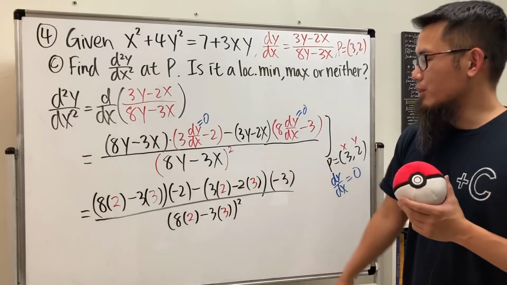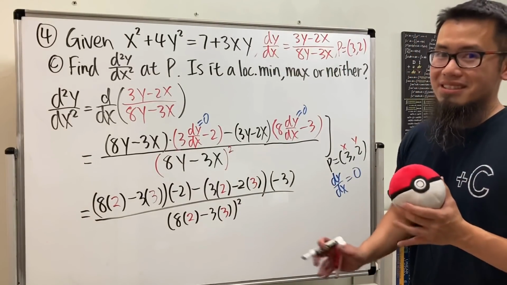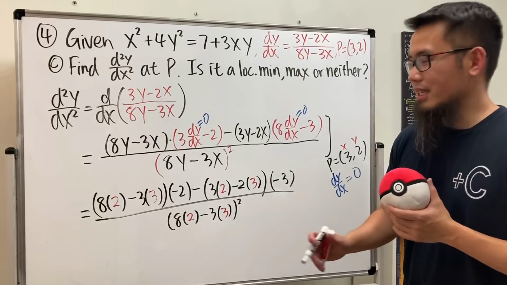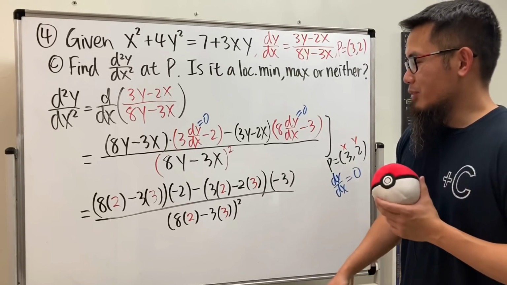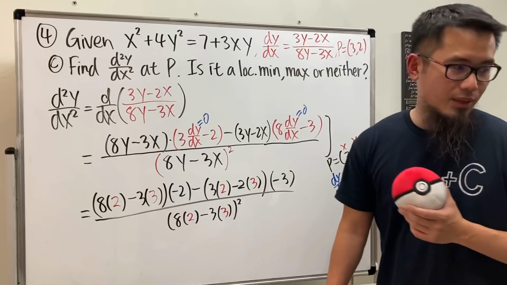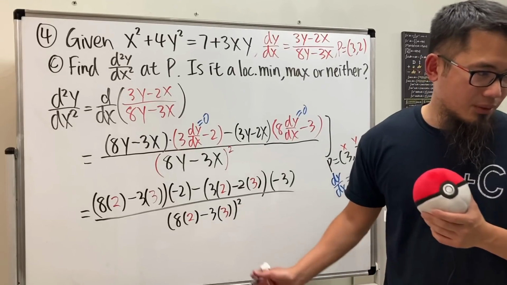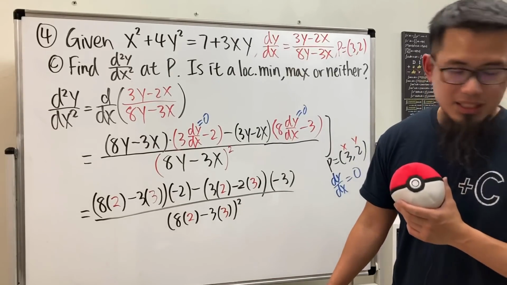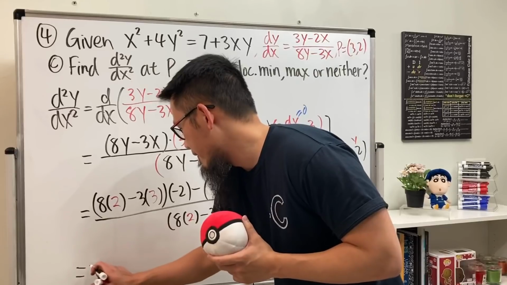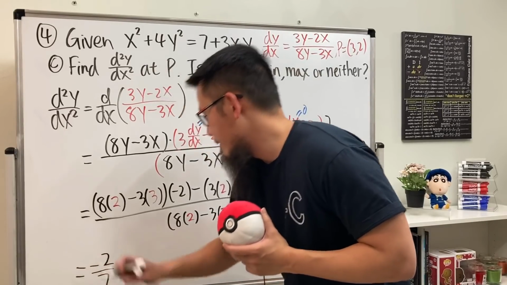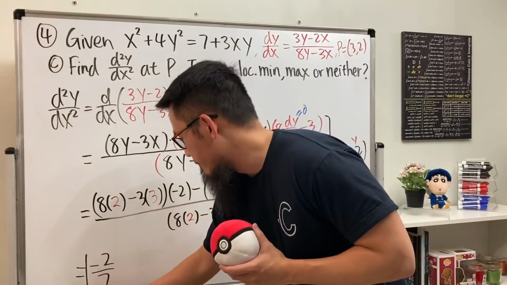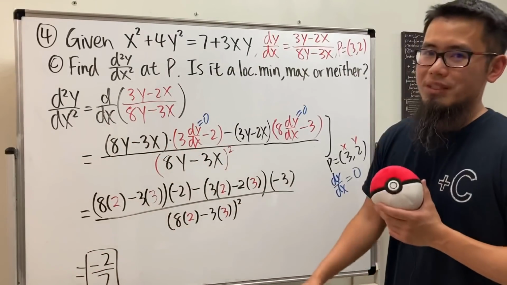And you're supposed to do everything by hand now because this is the non-calculator part, right? And I will trust you guys that you cannot do all this. So just to tell you, after you have all that, the answer is negative 2 over 7. Right? So this right here is the value for d2y dx2.